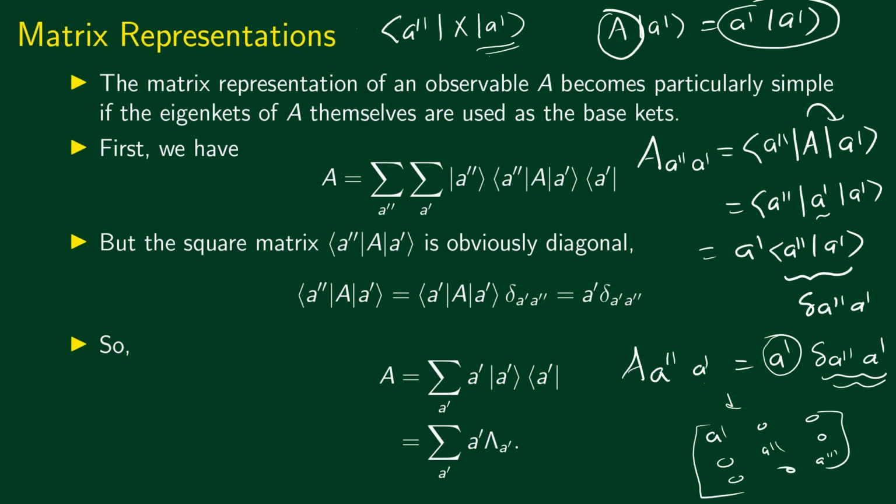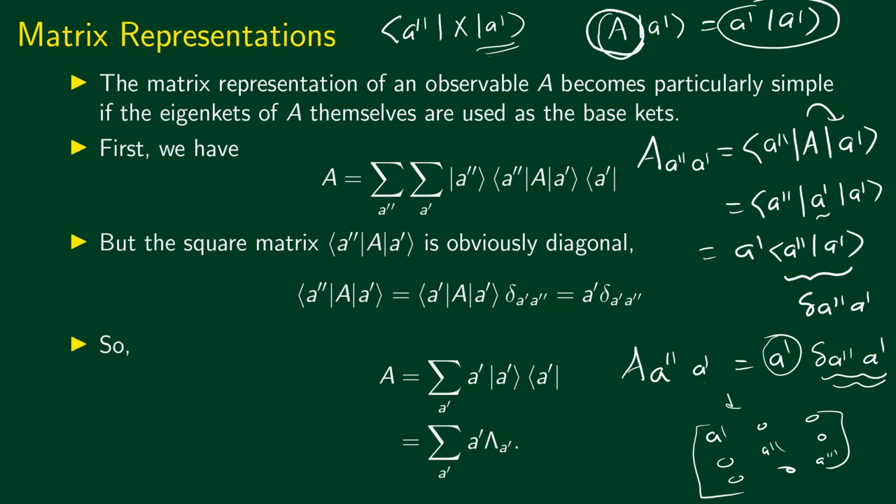So if we choose to represent operator A in its own basis, in the basis formed by its own eigenkets, then the matrix representation of A is a diagonal matrix with eigenvalues along the diagonal.